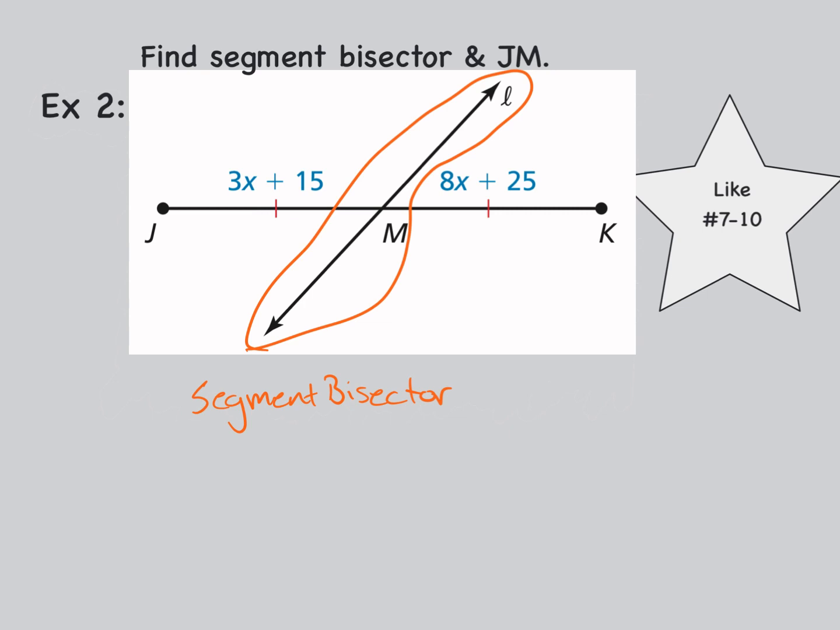Line L. Why do I not call it line ML? Because your L is just a creeper. We don't mix a creeper with the normal letter, right? Nobody wants to hang out with the creep. Don't force M to hang out with that creeper letter L. So the segment bisector, which is right here, is line L.